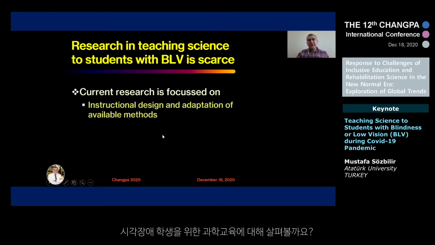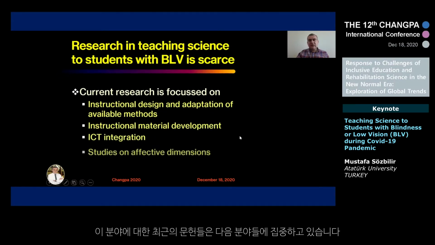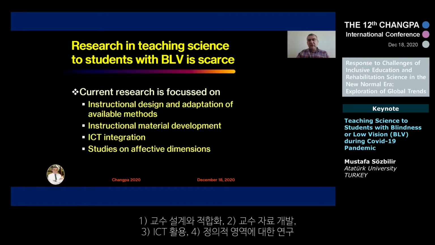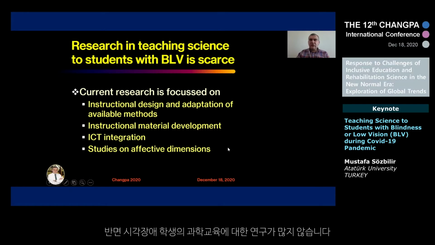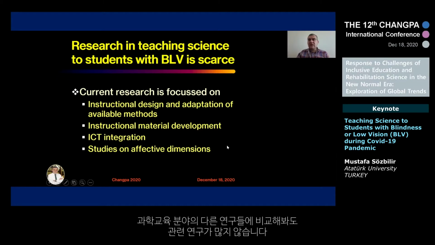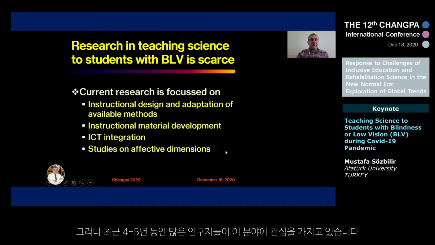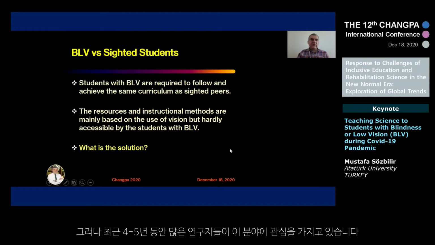How about teaching science to visually impaired students? When you look at the literature, current research is mostly focusing on instructional design and adaptation of the available methods and instructional materials, instructional material development, ICT integration, and studies on affective dimensions. There is not much research on teaching science to visually impaired students in general if you compare with other parts of science education research. But in recent years, in the last 4 or 5 years, many researchers are also coming out in this area too.